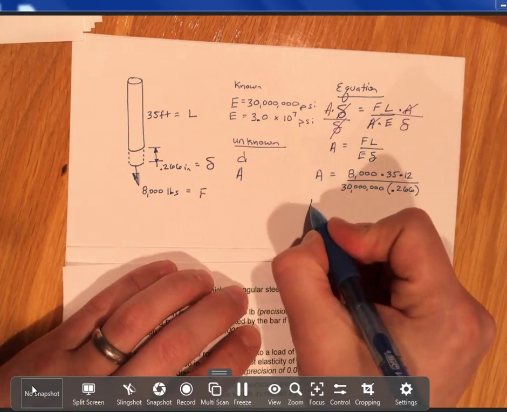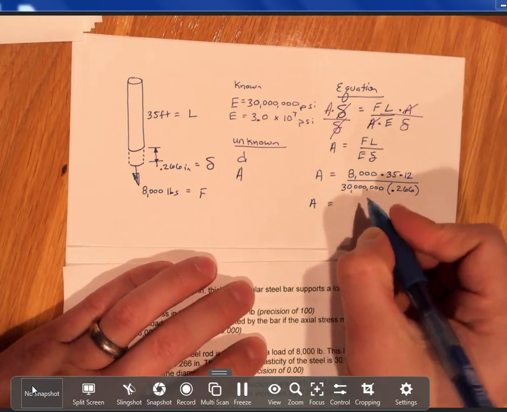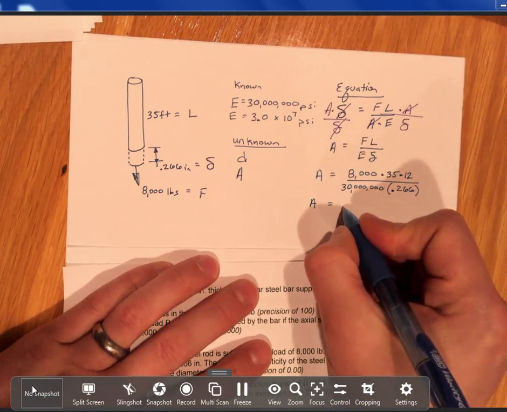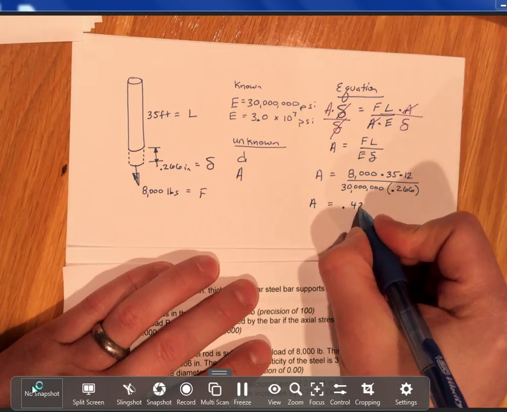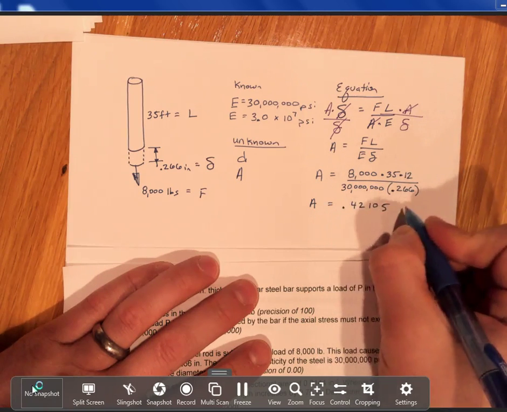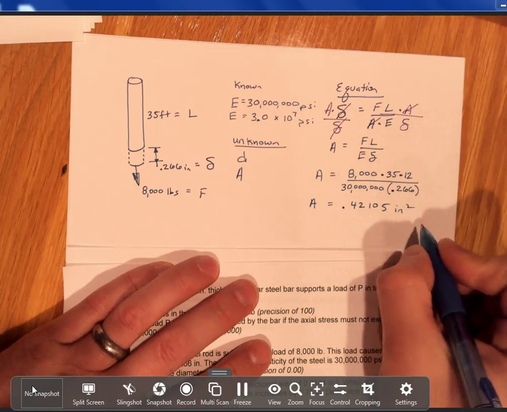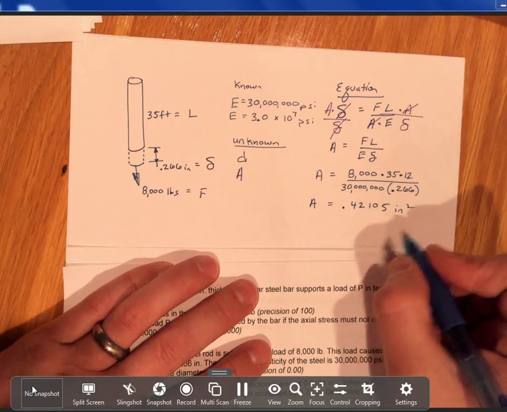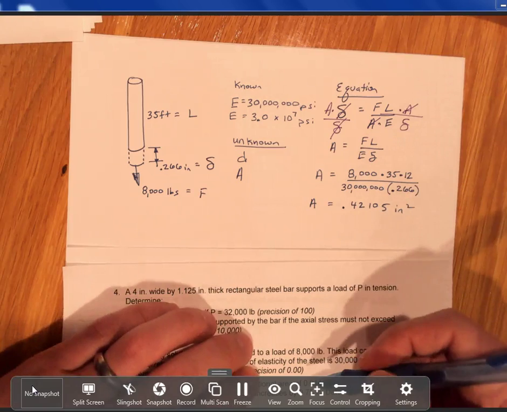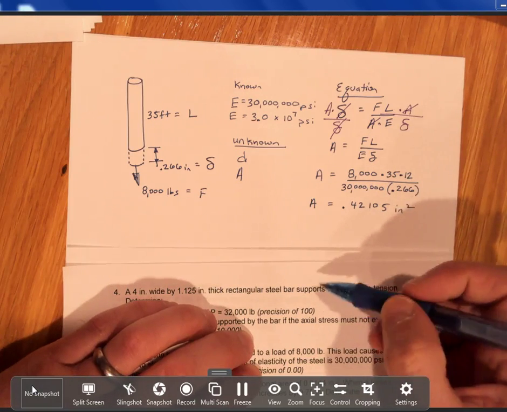Okay, if you type all this into a calculator and divide it, you're going to get an area of 0.42105. That's how far I took it out when I did it for right here. I'm not going to worry about rounding to the precision they asked until I get to the very last calculation.